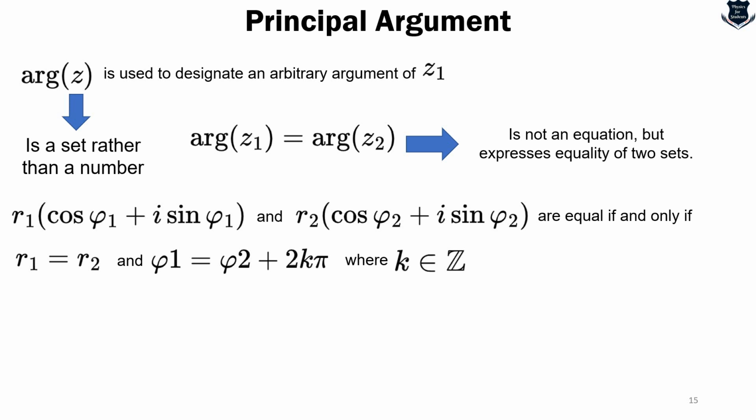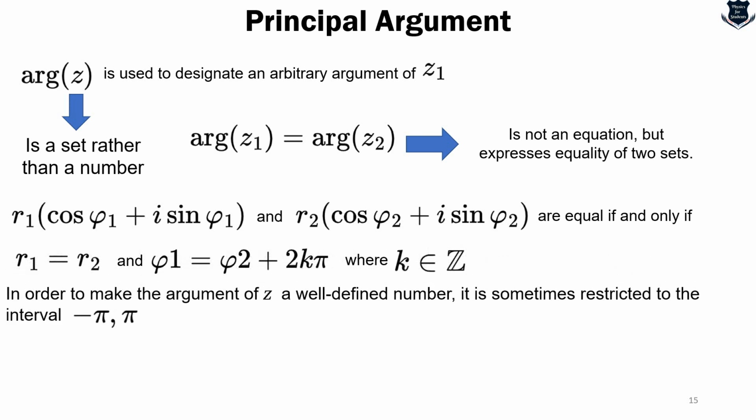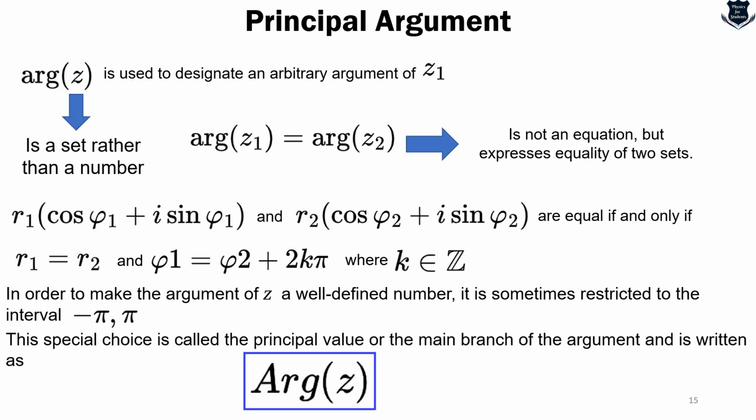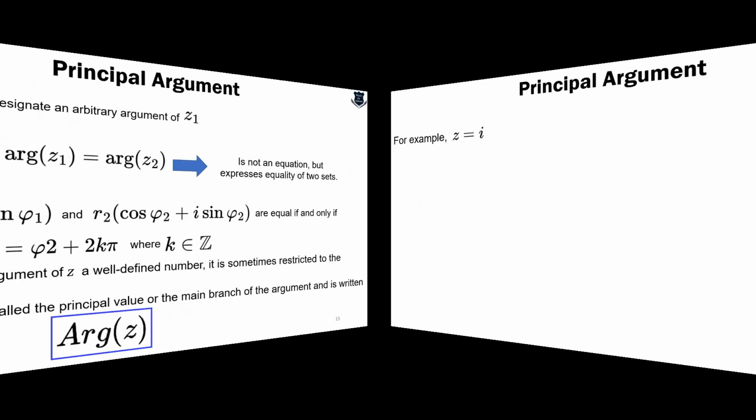So in order to make the argument of z a well-defined number, we sometimes restrict it within the limit of, say, minus pi to plus pi. And these special choices are what is called the principal argument, or the main branch of the argument, written as capital Arg z. So that Arg z is something different from small arg z. Now there is no general convention about the definition of the principal value.